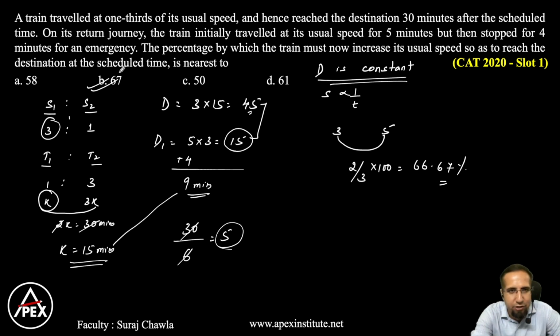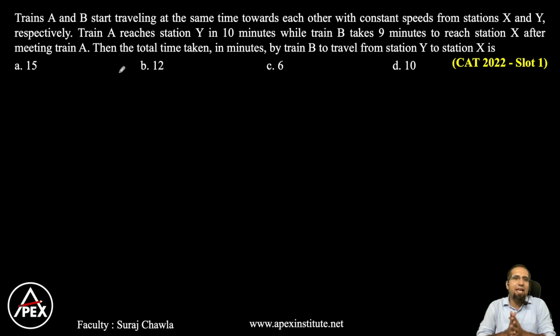Right? Let's look at the next question here. Now, trains A and B start traveling at the same time towards each other with constant speeds from X and Y respectively. Train A reaches Y in 10 minutes, whereas train B takes 9 minutes to reach X after meeting train A. Let's see.